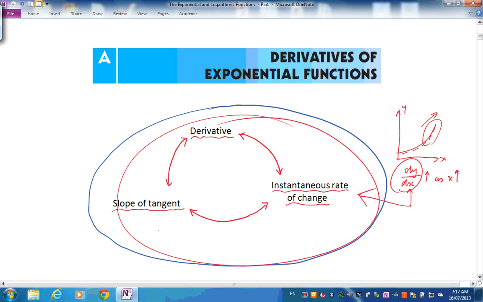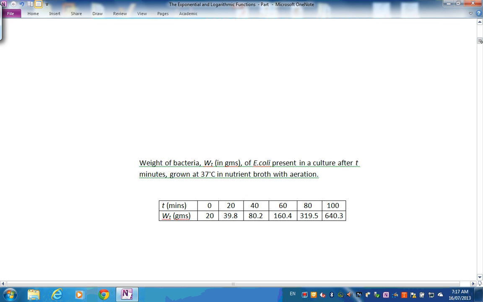There are these two interpretations which you must be able to flick between depending upon what you're talking about in a function. Whether you are talking about graphs or how quickly it's changing. You might switch from talking about slopes of tangents to rates of change. So be flexible there. Let's have a look at some of these exponential functions.